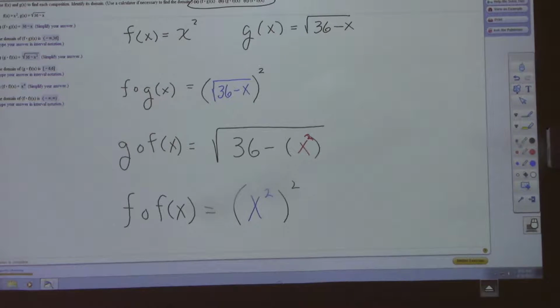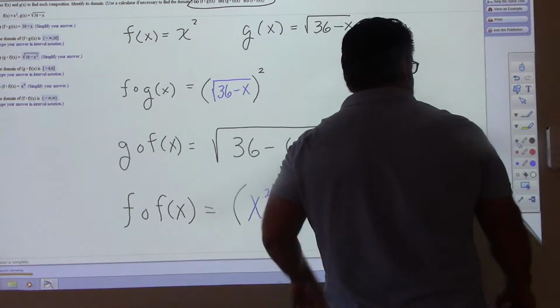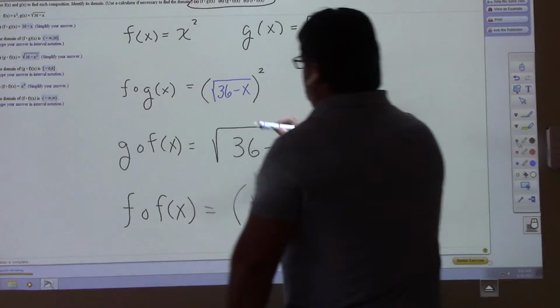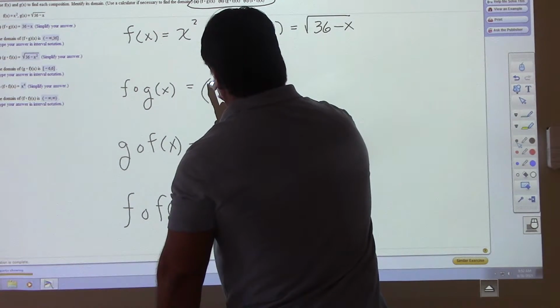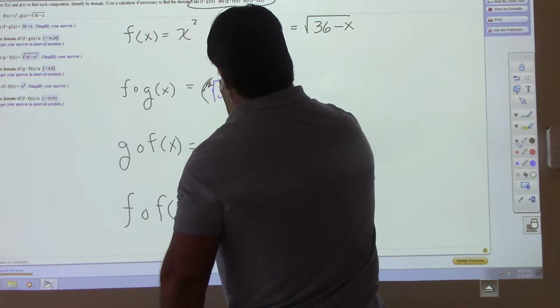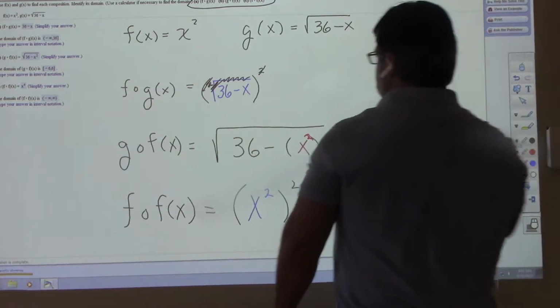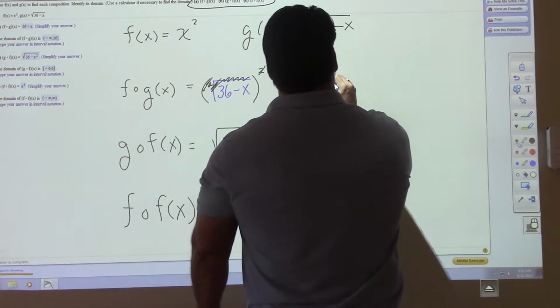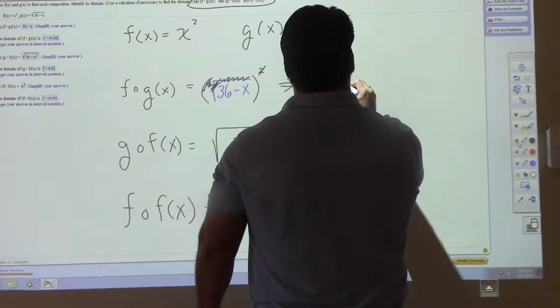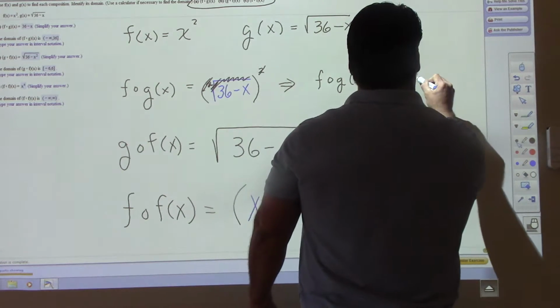So let's simplify them. What happens when you take something with a radical and square it? Well, the index and the square cancel. So this guy cancels. So f composed of g of x is equal to what? 36 minus x.